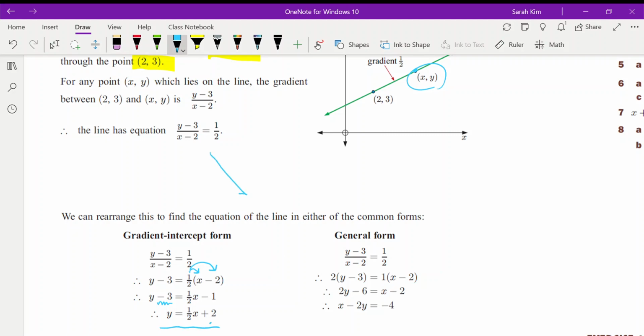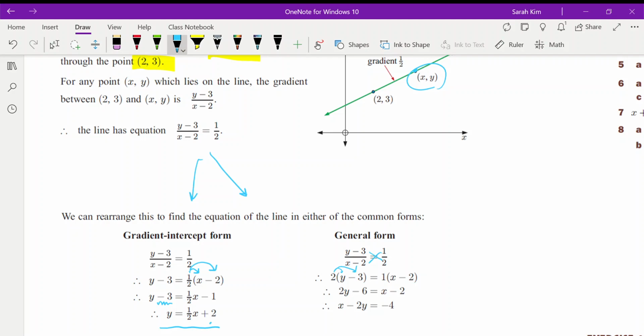Alright, from here, if you want to go to the general form, all I have to do is cross multiply. I go 2 times (y take 3), so make sure you've got that bracket, that's very, very important. And then I go 1 times (x take 2). Well, 1 times (x take 2) is just x take 2, however this one I have to expand, 2 times y, which is 2y, and then 2 times -3, which is -6.